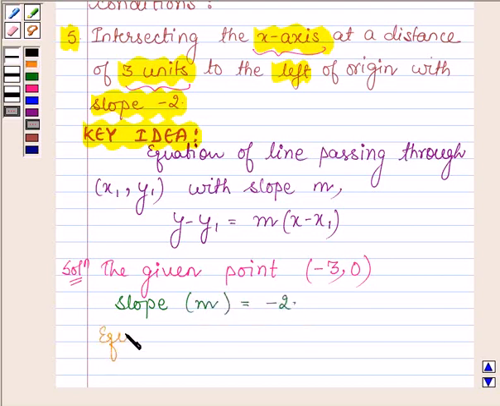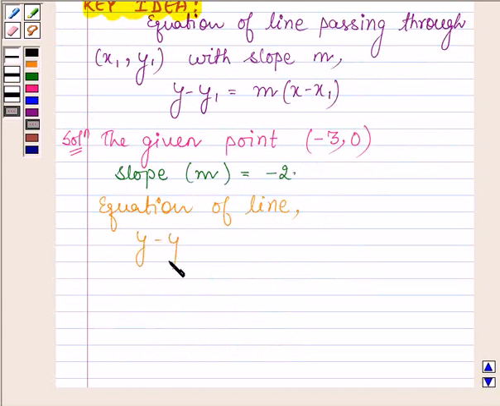Now equation of a line is given by y minus y1 is equal to m times (x minus x1). And here the line passes through (minus 3, 0). So this implies x1 is equal to minus 3 and y1 is equal to 0.